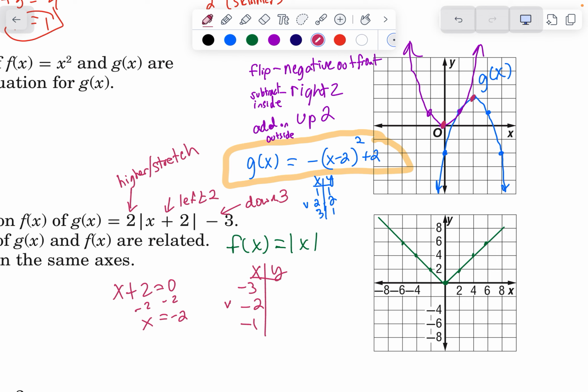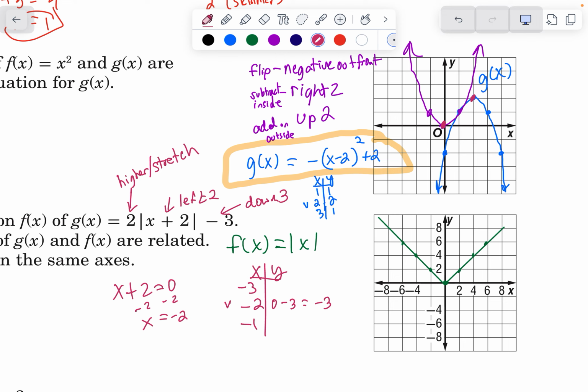Okay, so let's plug in the vertex first. If you plug in negative 2 right there, you get 0 on the inside of an absolute value, 0. 2 times 0, 0, and minus 3. So this is going to be 0 minus 3, or negative 3. We should expect that the center has moved down 3. Okay.